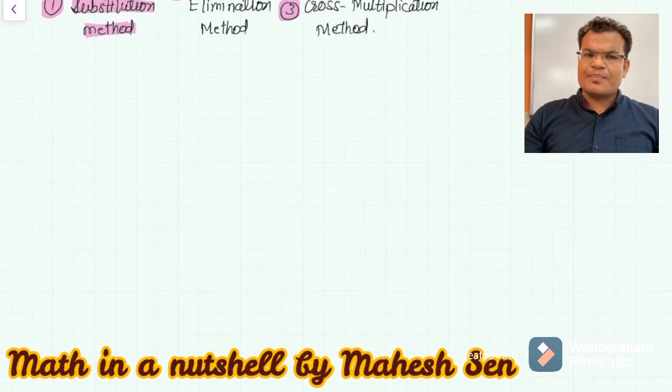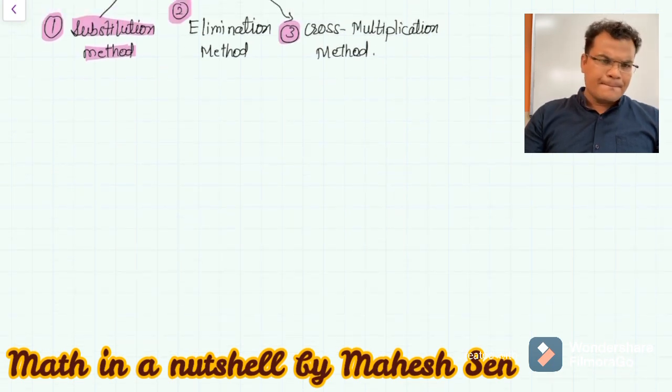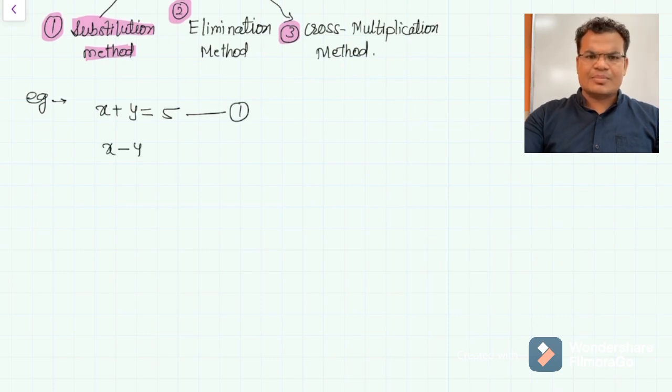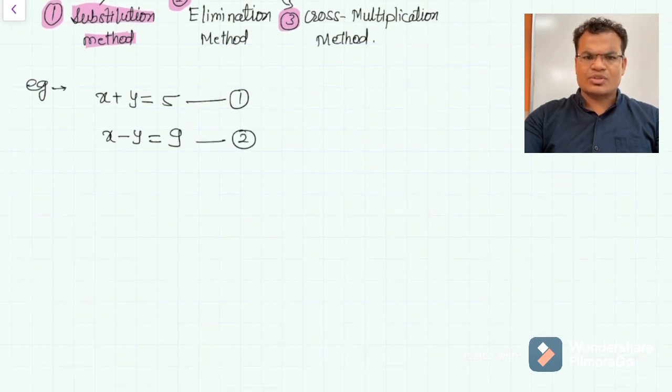The first example, I'm just writing here guys, is x plus y equal to 5. This is equation number 1. The second equation will be x minus y equals 9. We can take any example randomly. So x minus y equals 9.